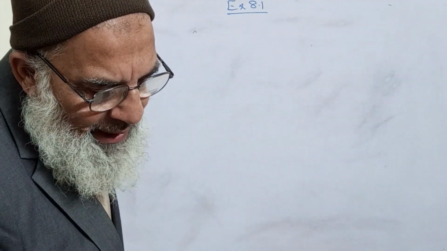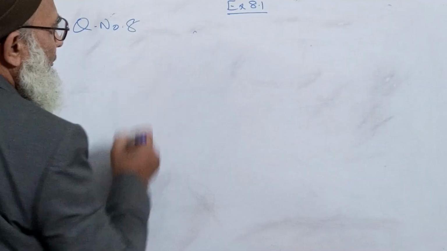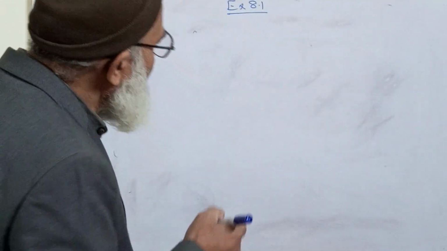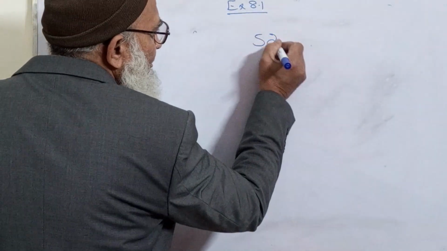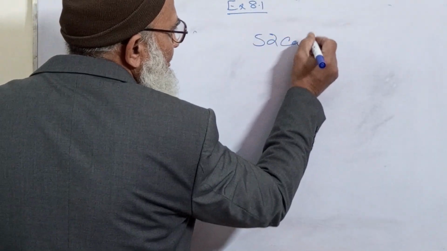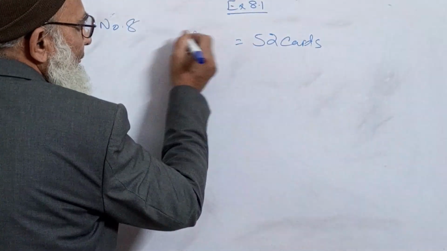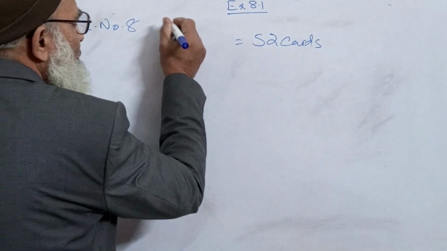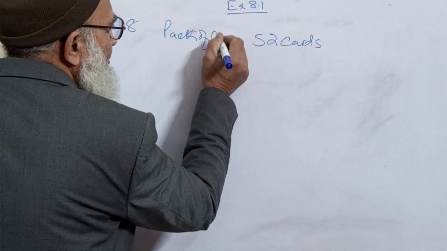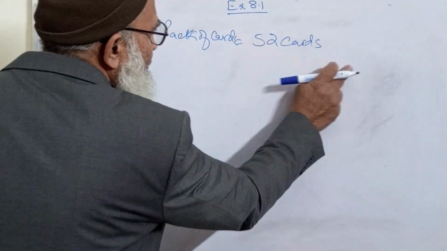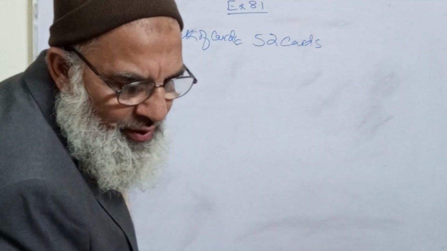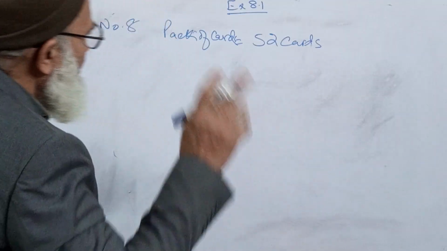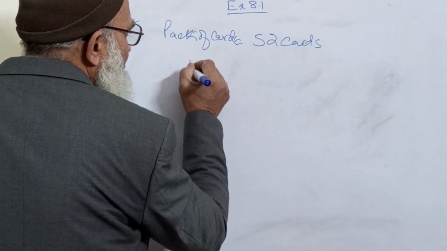Oliver shuffles a pack of cards. It is question number 8. Pack of cards has come again. Playing cards. How many playing cards are there? I just told you in your previous lecture that there are 52 cards in a pack of cards. It's also said as a deck of cards, a pack of cards. Pack of cards is equal to 52 cards. Now, what is the probability if he then draws a single card at random?